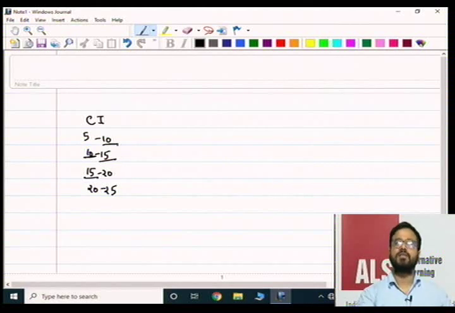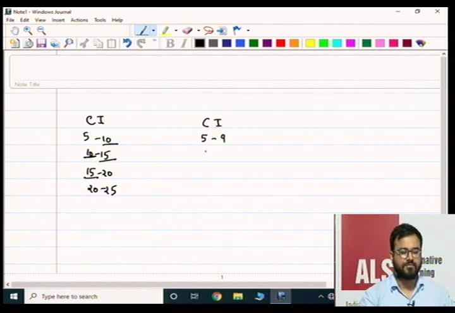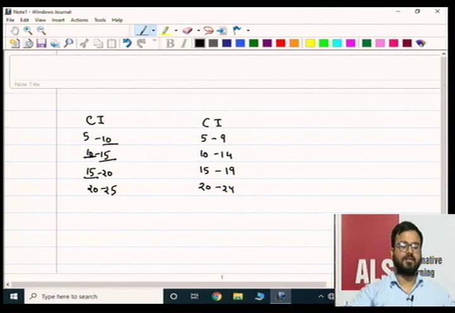Sometimes what happens is the data will be given in which the class interval will not be continuous. So what you have to do, you have to make it continuous. As you have studied in the 9th class also, how we can make the class interval continuous if it is not continuous. Suppose something is given like this: 5 to 9, 10 to 14, 15 to 19, like this the data is given.